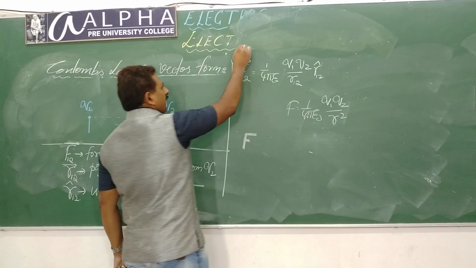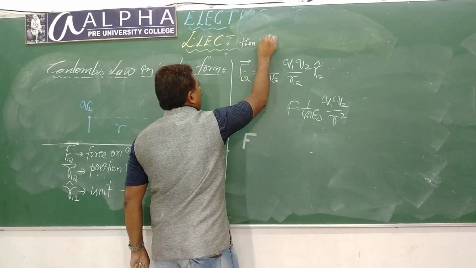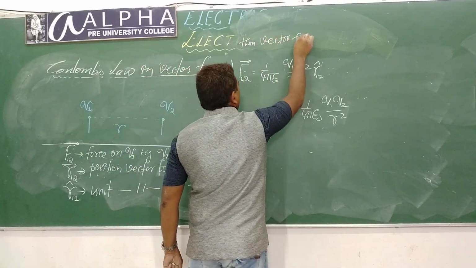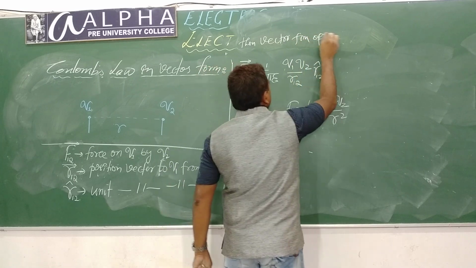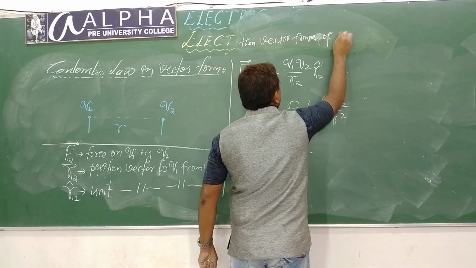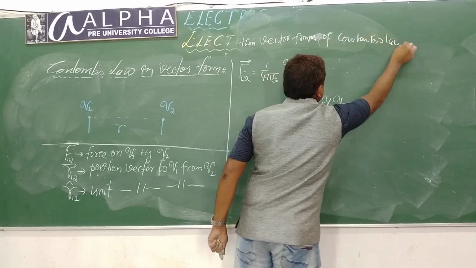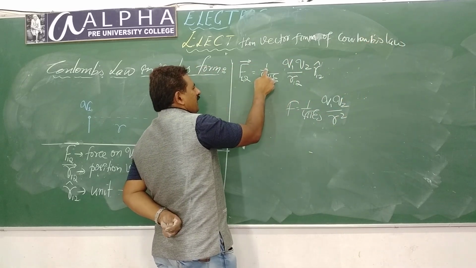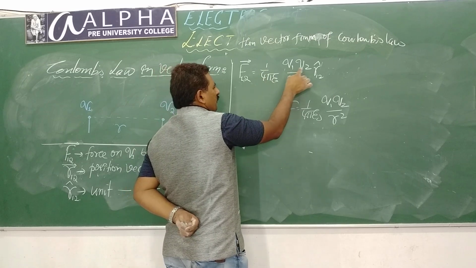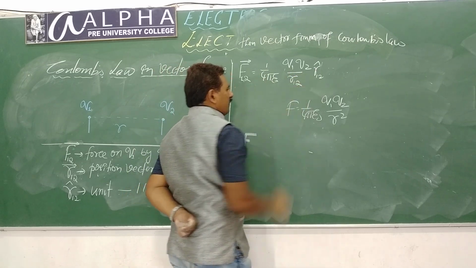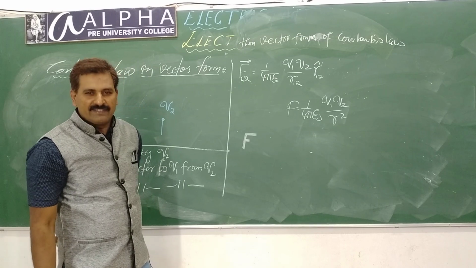Then the vector form of Coulomb's law is this, very simple. F12 is 1 over 4 pi epsilon Q1 Q2 by R12 cap. What is this, students? Very simple.